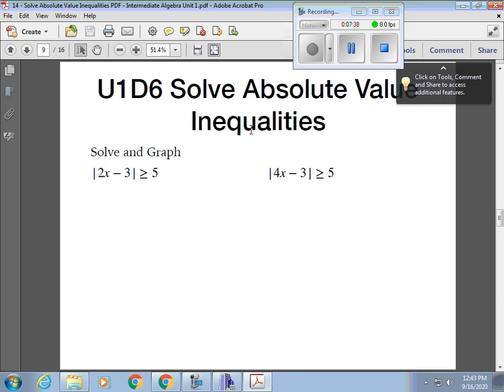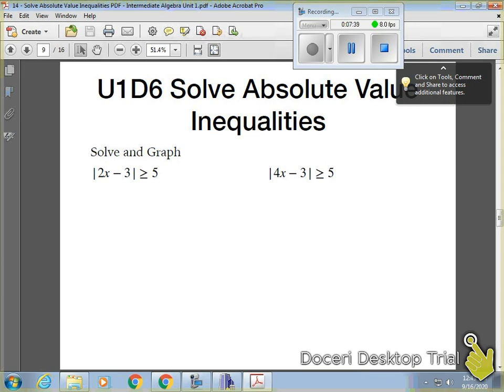Greater than, whenever we do a greater than, we're looking at an or situation. So anytime you have greater than or equal to, it's going to be an or situation. Here, I had 2x minus 3 is greater than or equal to 5, or 2x minus 3 is less than or equal to negative 5.